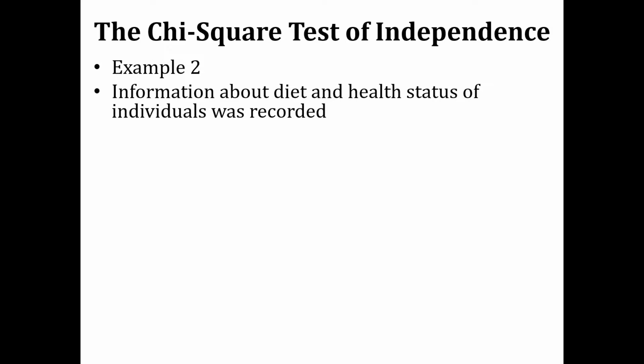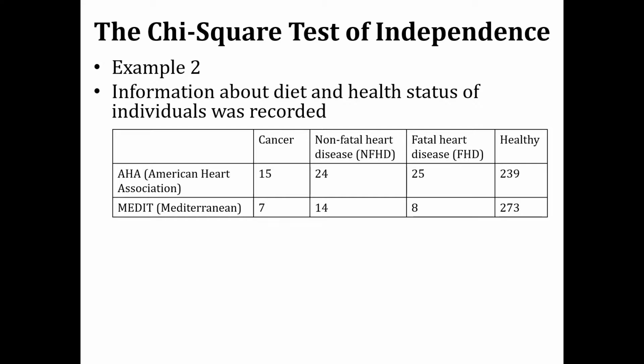Now let's take another example for the chi-square test of independence calculation, and this example is about diet and health status of individuals. So information about the diet and health status of individuals was recorded, and these are the observations. As you can remember, we had previously discussed these observations in the illustration of the contingency table. So again, I'm repeating the same information.